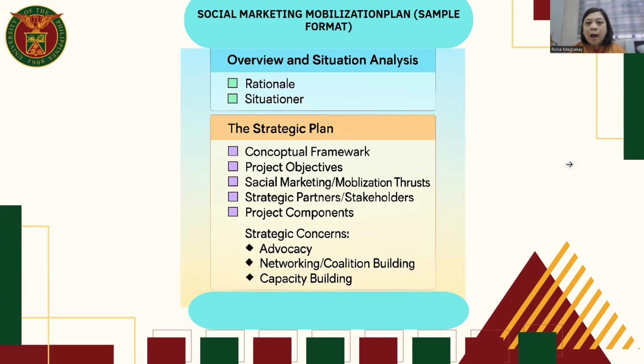By this time, I'll show you the sample format of a social marketing mobilization plan. Overview and situation analysis, rationale. The strategic plan, including conceptual framework, project objectives, social marketing mobilization thrust, strategic partners, stakeholders, project components, including strategic concerns like advocacy, networking, coalition building, and capacity building. My report will focus on strategic partners, stakeholders, and project components.